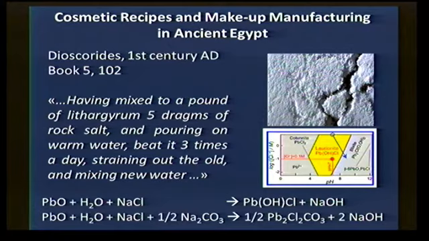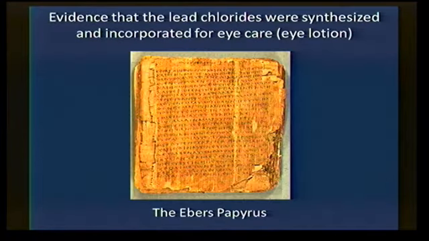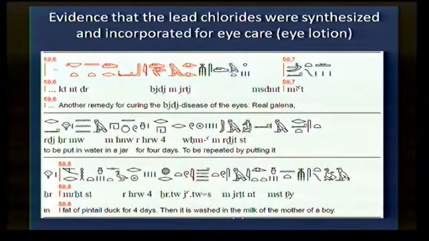Interestingly, if now you do the same sort of recipe, but you use natron, then you get another chloride. And this material, we also found it in the archaeological makeups, in the cosmetics. So this is another source of information we used. And it says here, those makeups can be used for eye care.